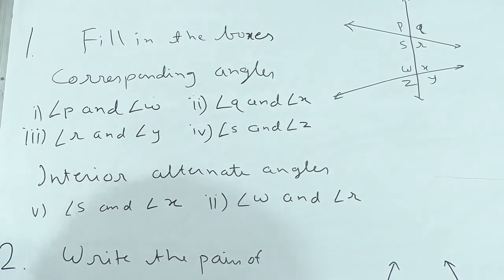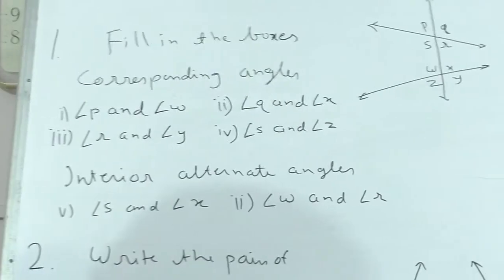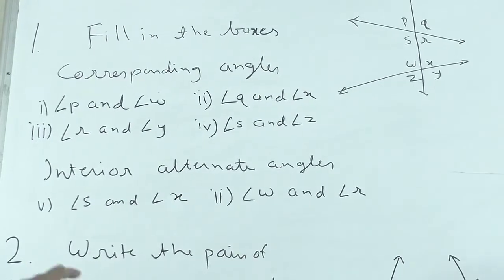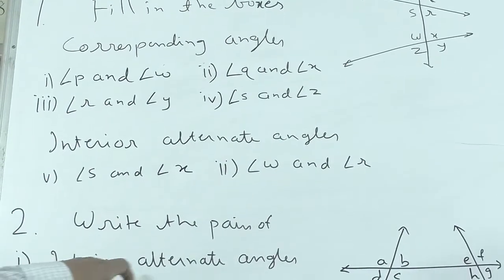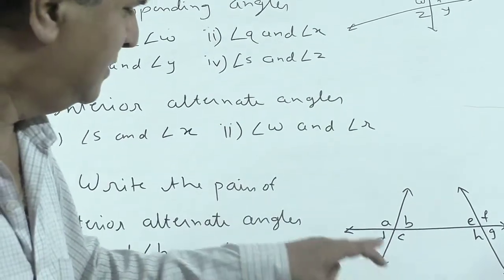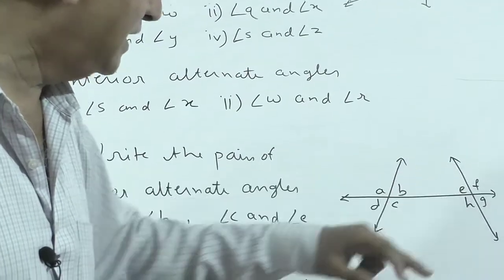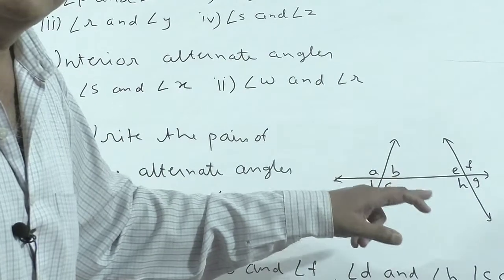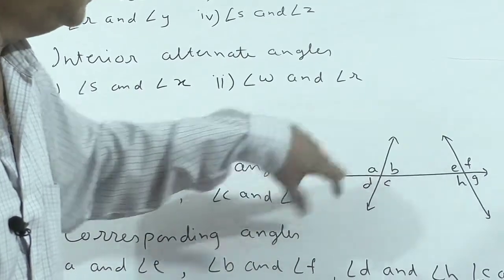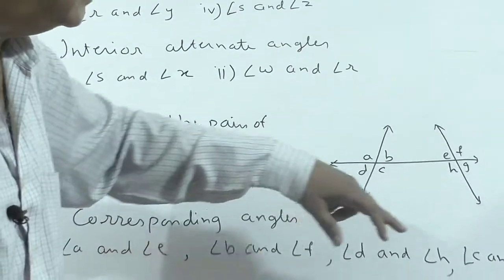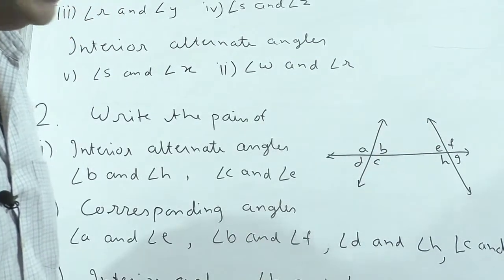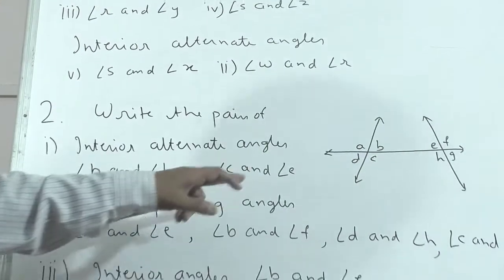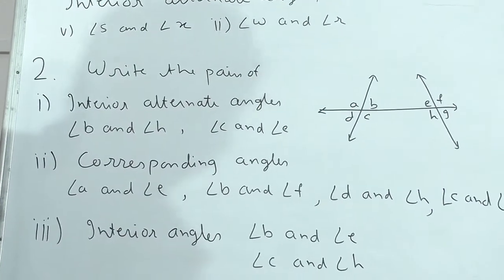Now the second sum. The first sum was very easy. Any doubt, write in the comment box. Write the pairs of interior alternate angles. The figure is given with A, B, C, D, E, F, G, H. Interior alternate angles: B and H. See the position. Though the transversal is drawn like this, don't worry, these are two lines and the intersecting line is the transversal. Angle B and angle H, angle C and angle E are the pairs of interior alternate angles.